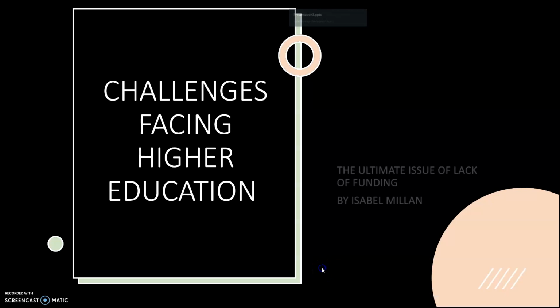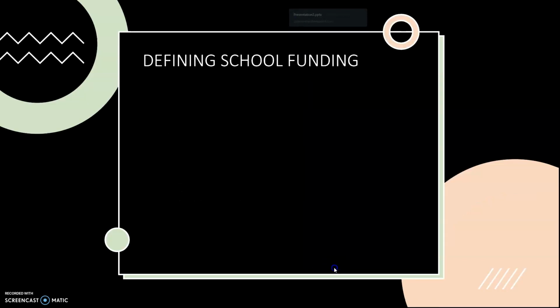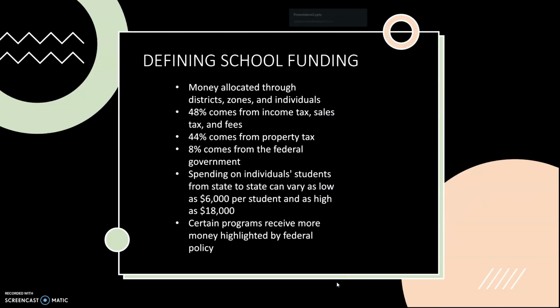Hi everyone, this is Isabel Milan, and I will be guiding you through a discussion of the challenges facing higher education and focusing in on the ultimate issue of the lack of funding and how that surrounds many other issues following it. We must first define what school funding is, and in this sense, I say how money is allocated.